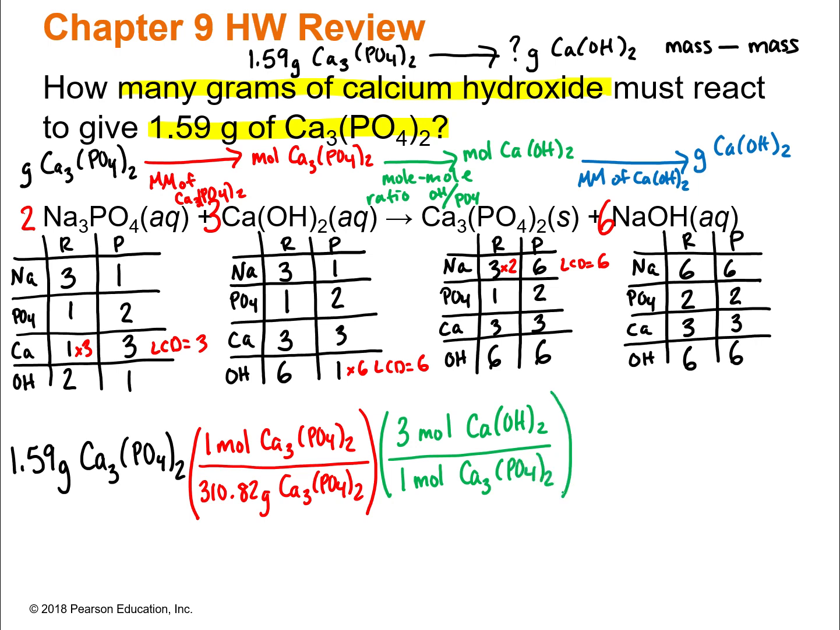So that's our mole-mole ratio. Remember that you get that from the equation. There's no coefficient in front of the calcium phosphate, so we wrote that as 1 on the bottom. And the calcium hydroxide has a 3 in front of it. So we write 3 moles for that, and it's on top.